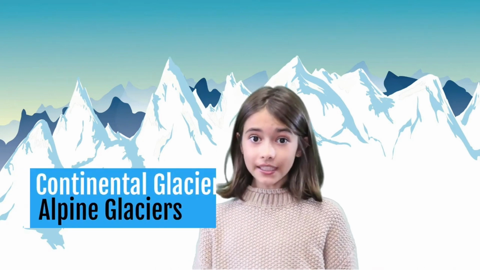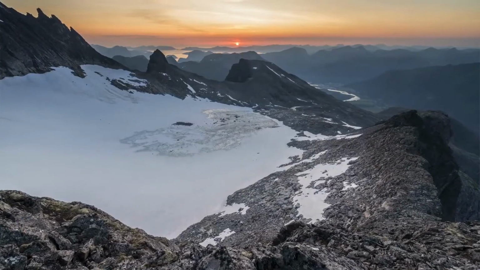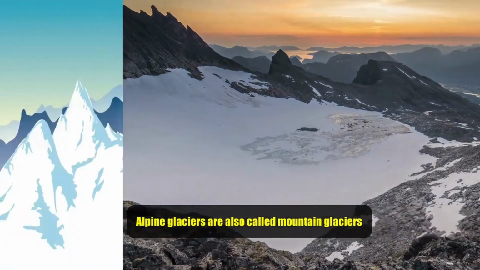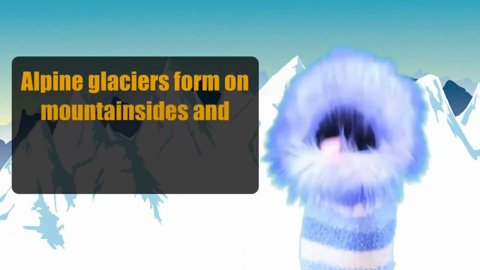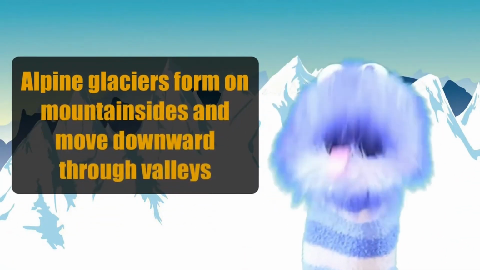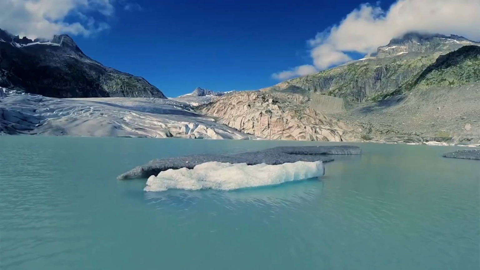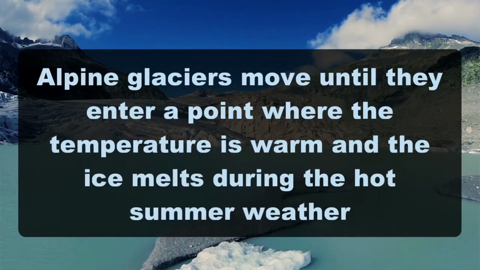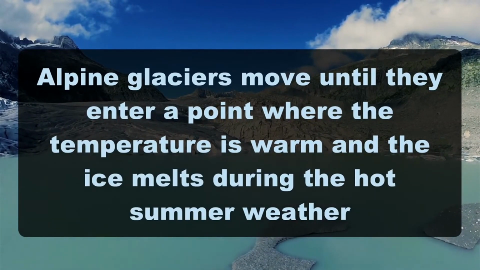There are two different kinds of glaciers, continental glaciers and alpine glaciers. Alpine glaciers are also called mountain glaciers. Alpine glaciers form on mountainsides and move downward through valleys, and they are smaller than continental glaciers, which we'll learn about in a moment. Alpine glaciers move until they enter a point where the temperature is warm, and then the ice melts during the nice, warm, hot summer weather.